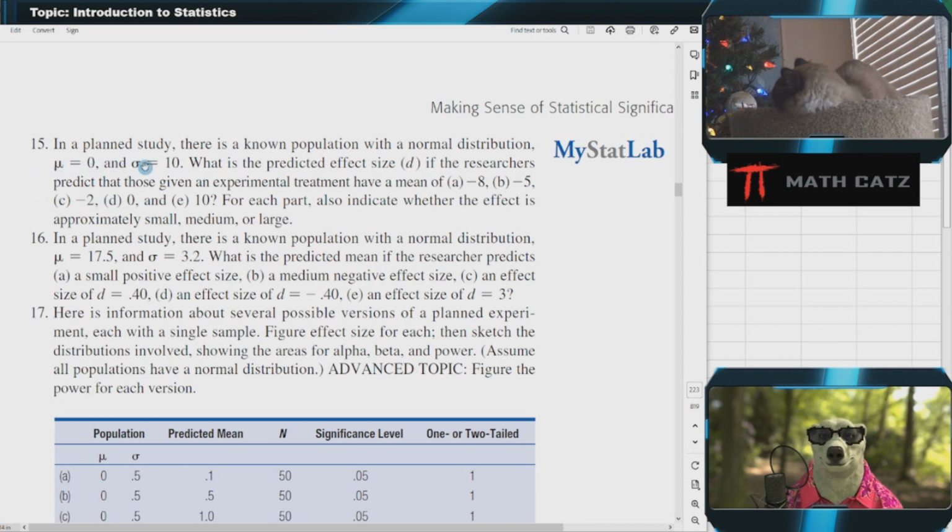In a planned study, there is a known population with a normal distribution. Mu is 0, sigma is 10. What is the predicted effect size, d, if the researchers predict that those given an experimental treatment have a mean of a variety of numbers here? So we're specifically going to look at, like I said, C, D, and E.